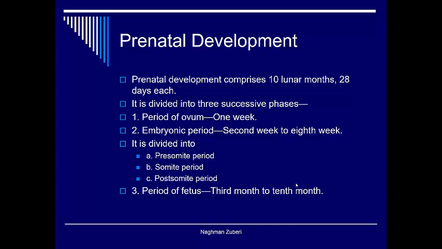This prenatal development is divided into three successive phases. The period of ovum, which lasts only for 1 week. Then the embryonic period that lasts from the 2nd week to the 8th week, and that period is divided into pre-somite period, somite period, and the post-somite period. And then comes the period of fetus, that is the 3rd period, and that starts from the 3rd month and ends on the 10th month.